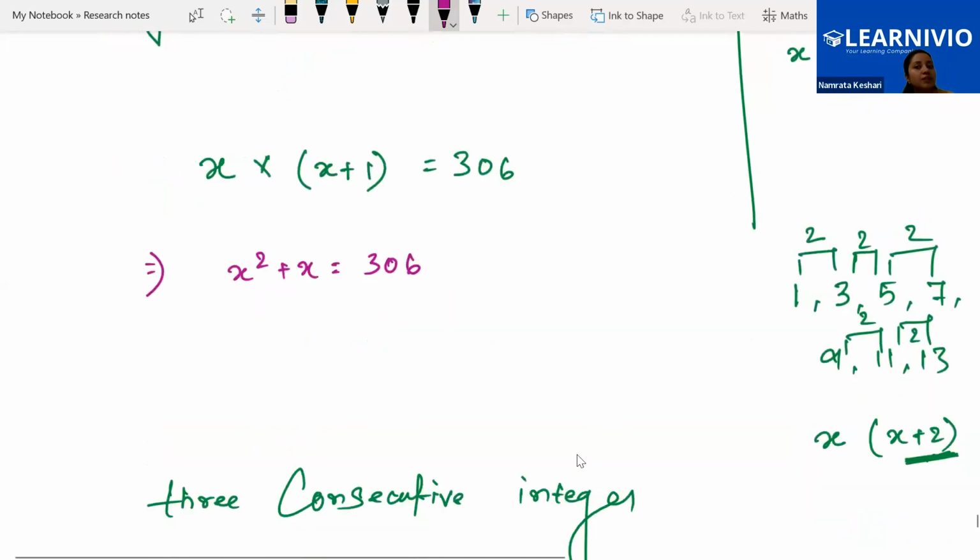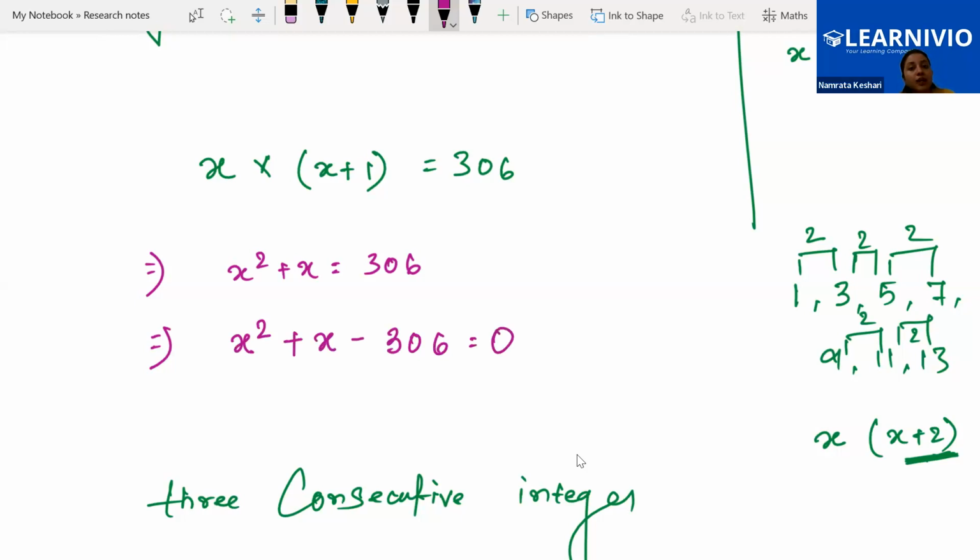So here also we can write it. What can be written over here? If we want to write it in standard format, then x square plus x minus this 306 is equal to 0. Exactly. We will be having x square plus x minus 306 is equal to 0. Now we need to solve it. How? By splitting the middle term, we have to solve it.